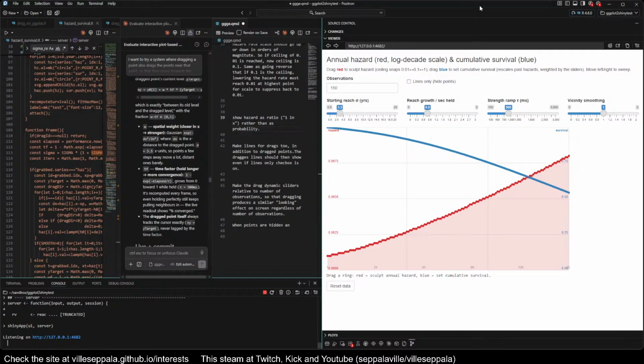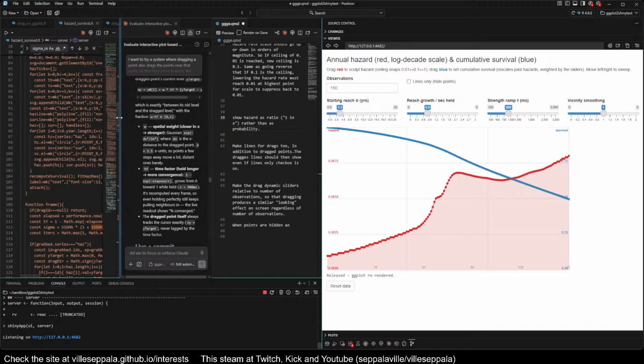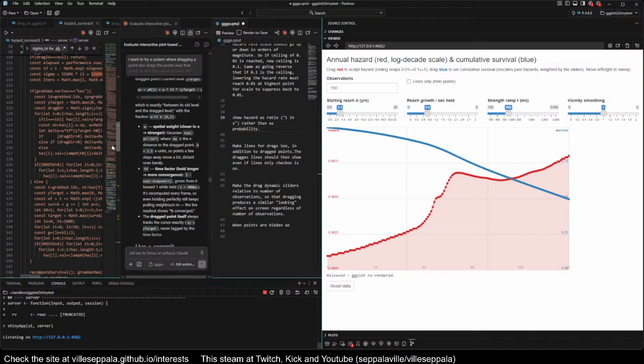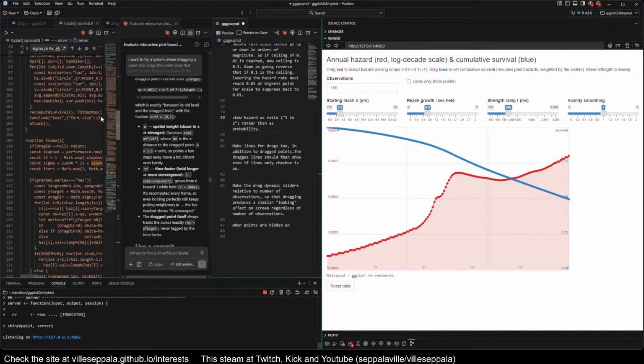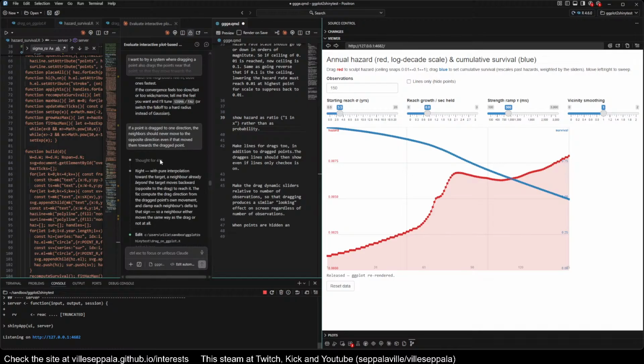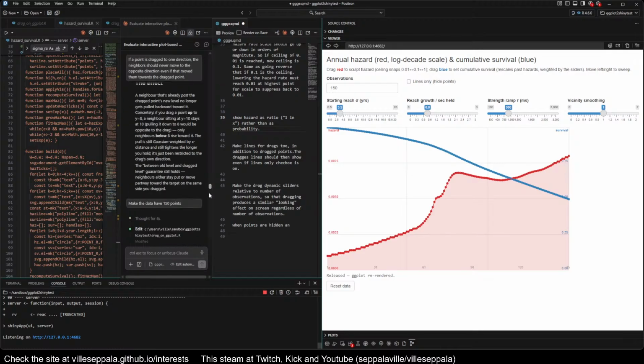So this is a project where I'm making this kind of UI that has this kind of drag feature. This is coded in JavaScript and R, and it's pretty much vibe coded by Claude.